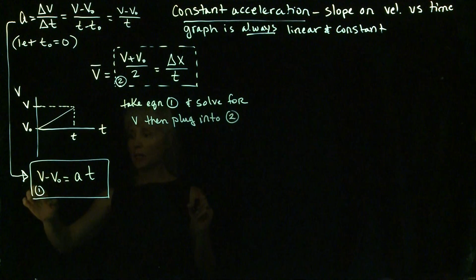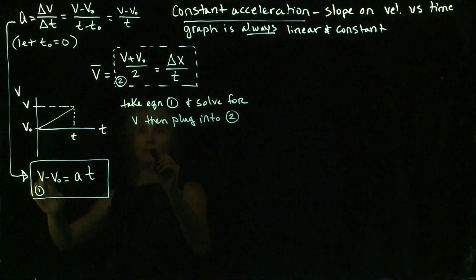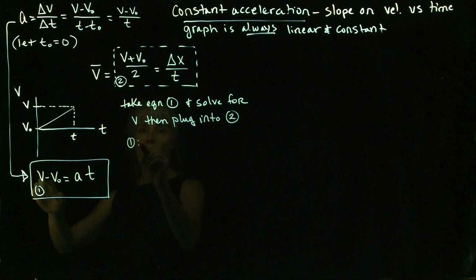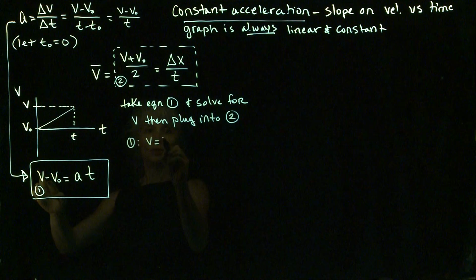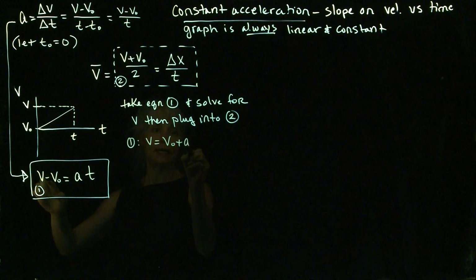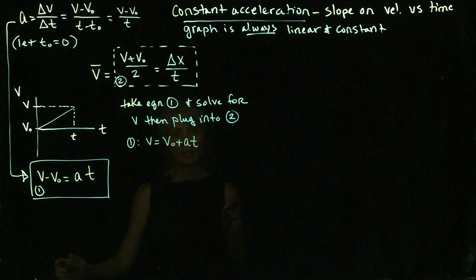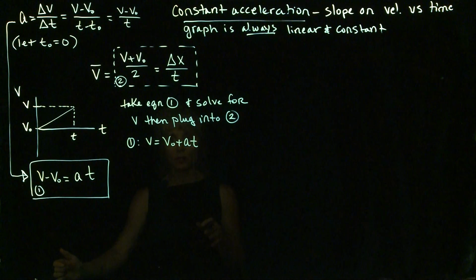All right, so I'm taking equation 1 and I want to isolate v. So from equation 1, I get that v is equal to v naught plus a t. You're going to notice I'm going to skip some algebraic steps as we move along. Please fill in the pieces that I did not cover if you can't easily see them.